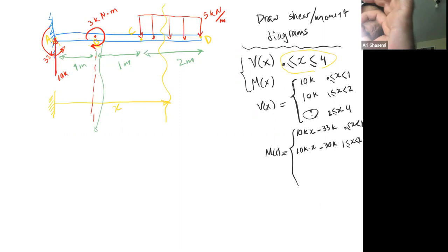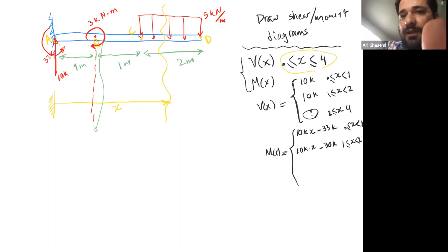Now, I leave that as homework. In fact, I'm going to write it right now. And now you plot them as homework. You should get exactly the same curve for both shear and moment when you take the system on the right, if you do it correctly. Okay, so let me draw a free body diagram for both parts.